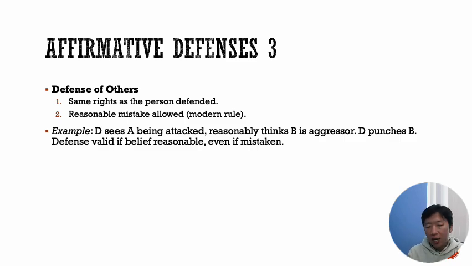Next one will be defense of others. Defense of others is very similar to self-defense. The only difference is the person defended will be another person. The defendant has the same rights as the person defended, and reasonable mistake is allowed. For example, D sees A being attacked, reasonably thinks B is the aggressor, and D punches B. Defense is valid if the belief is reasonable, even if it is a mistake.